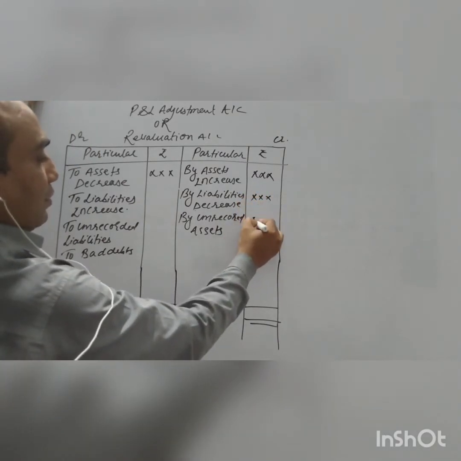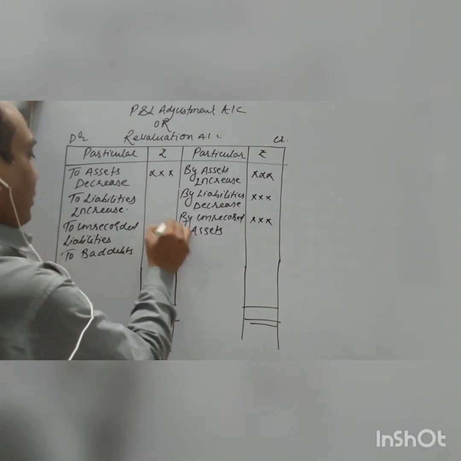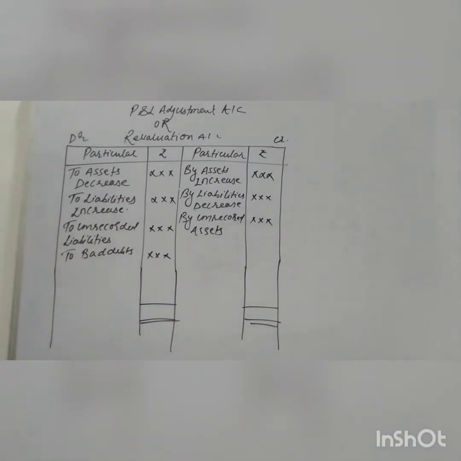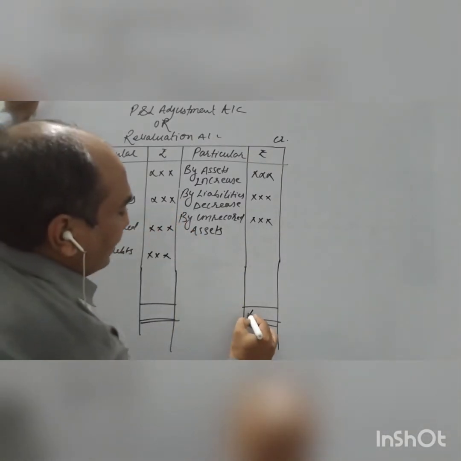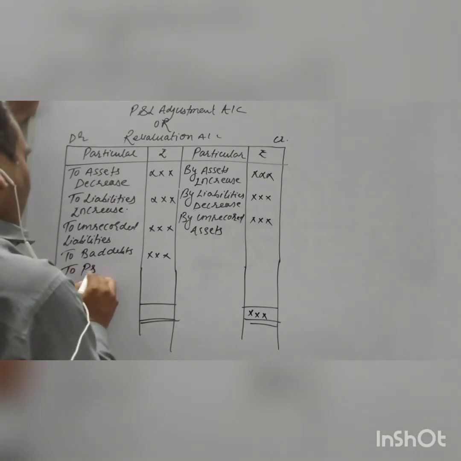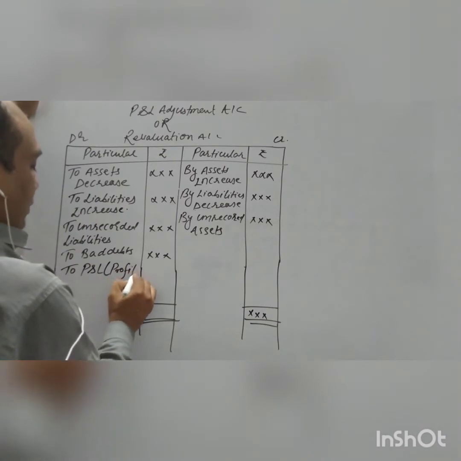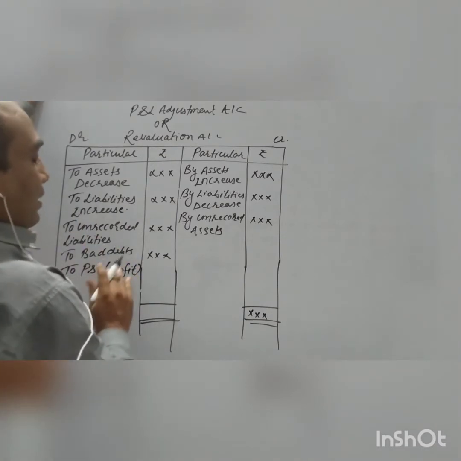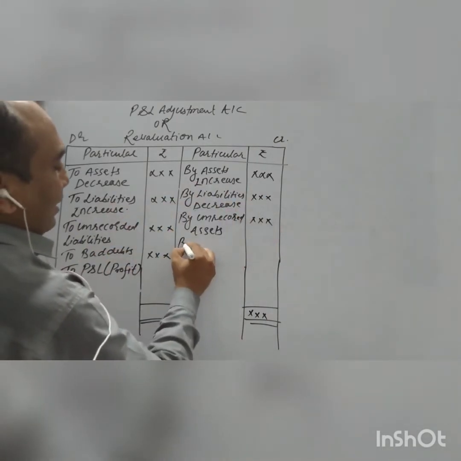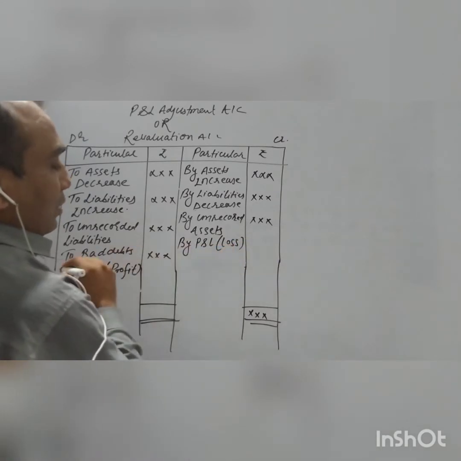This is the figure sign, and this is the amount sign. If I calculate the credit side, and the credit side is more than the debit side, then I get a profit. If expenses and losses are more than the credit side, then this will become a loss.